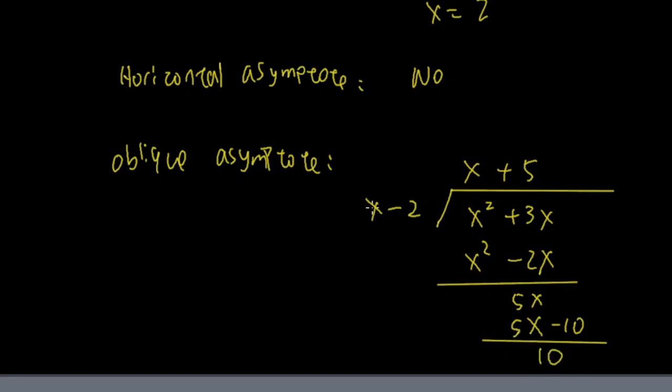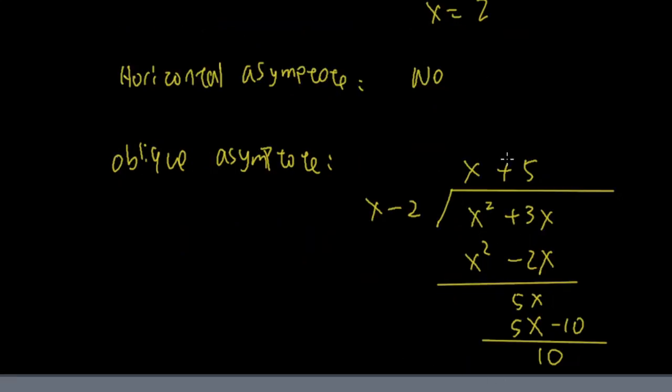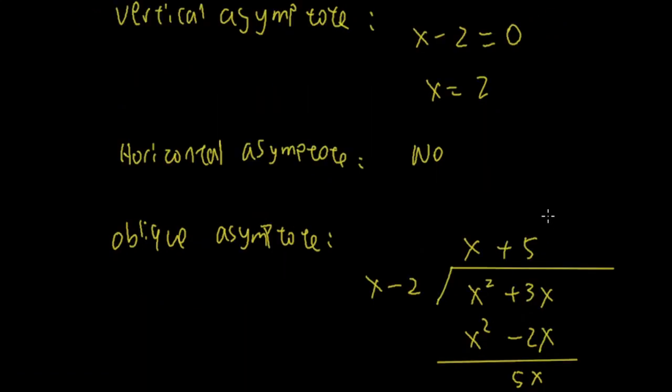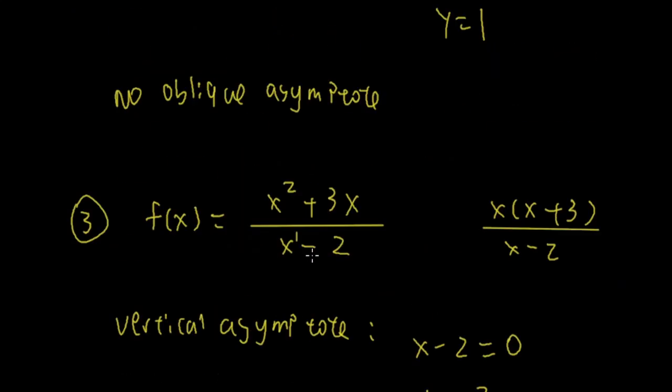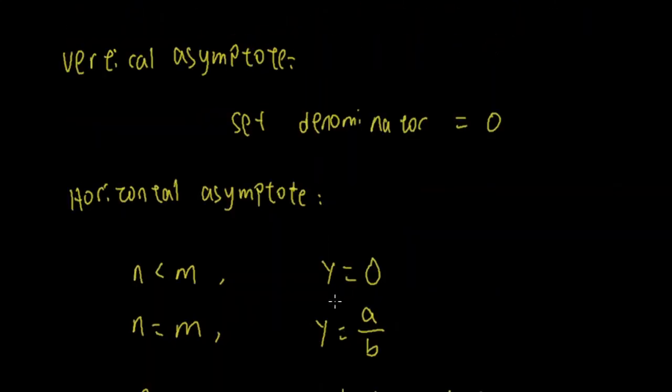Can you divide x minus 2 into 10 anymore? No, you cannot. So this will be the oblique asymptote. It doesn't matter whether you have a remainder or not. This will be the oblique asymptote. So I can say that y equals x plus 5 is the oblique asymptote. Okay. Next example.